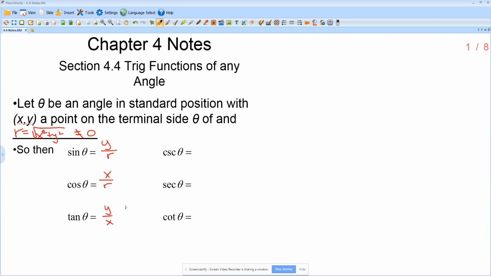Cosecant, secant, and cotangent are the reciprocals. So this is going to be r over y, r over x, and x over y. Again, not a lot that's new there. You could still think of this as opposite over hypotenuse, just keeping in mind that with the triangles we are going to be drawing, the opposite side is the same as the y, the height.